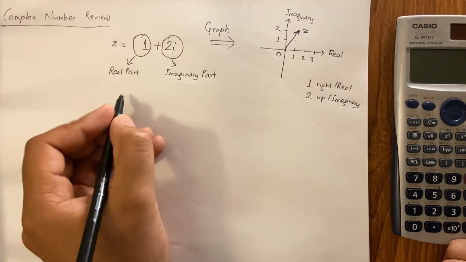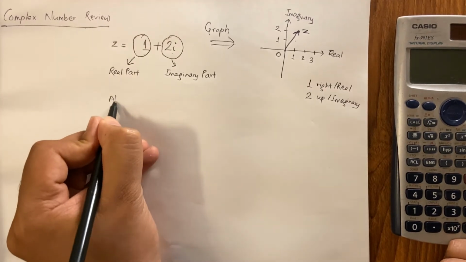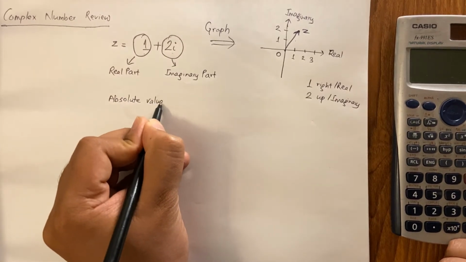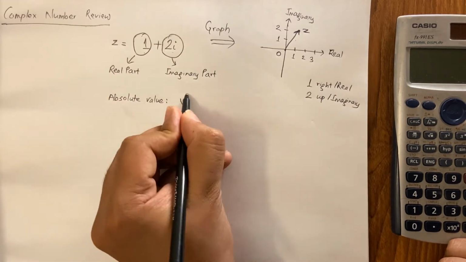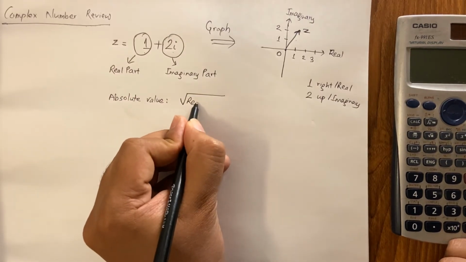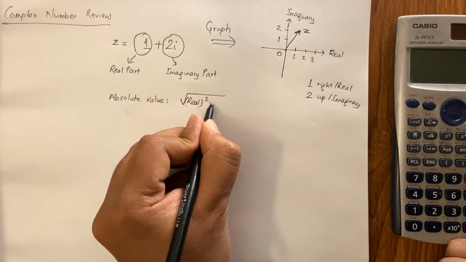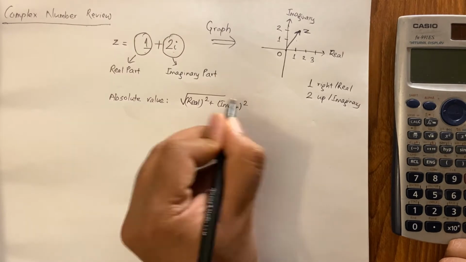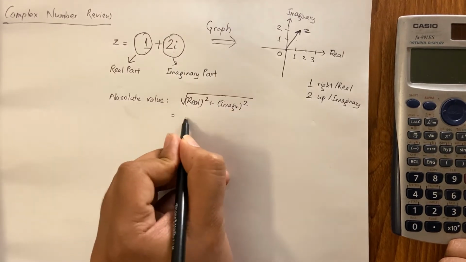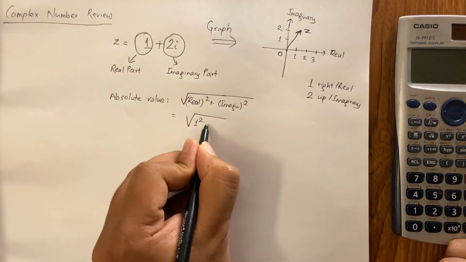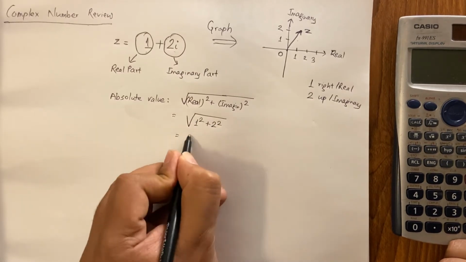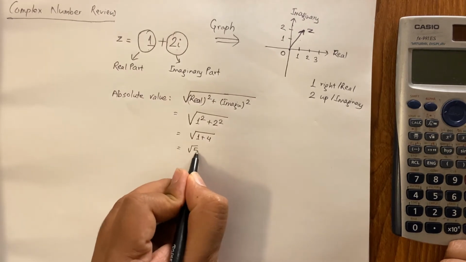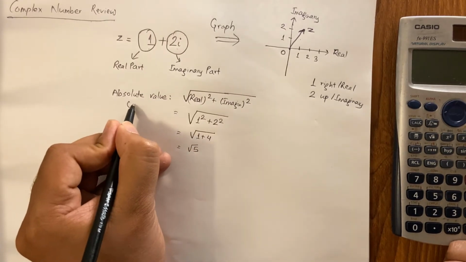Now let's take a look at the absolute value. The absolute value is going to be the square root of the real part squared plus the imaginary part squared. In this case, we will get 1 squared plus 2 squared, which is the square root of 1 plus 4, giving us the square root of 5. And absolute value is represented as r.